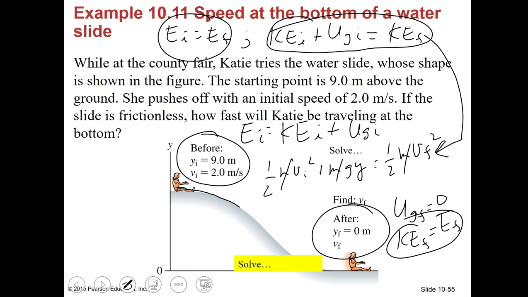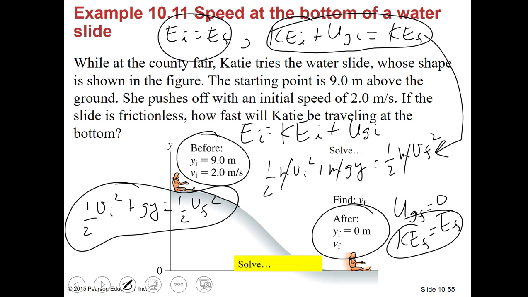Maybe I'll rewrite it right here. 1/2 v initial squared plus g y is 1/2 v final squared. And then just solve for v final. Not too bad. Really pretty powerful if you think about it, not using forces at all.